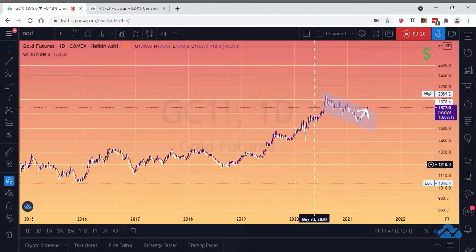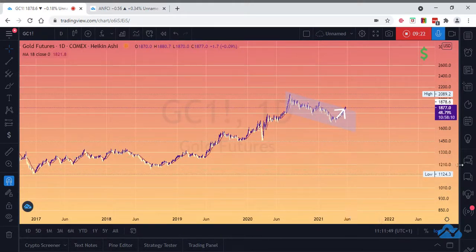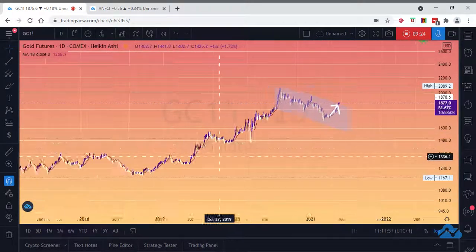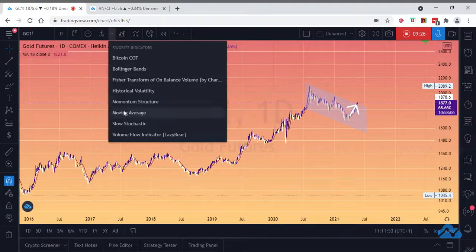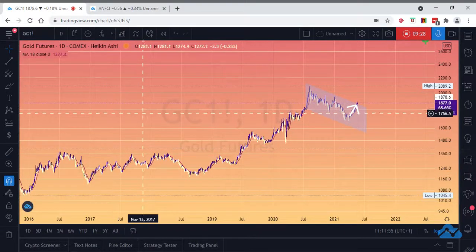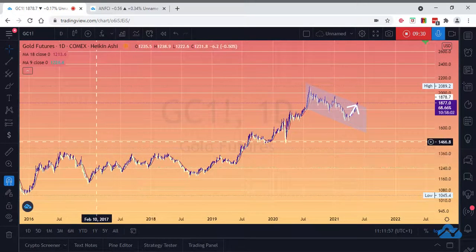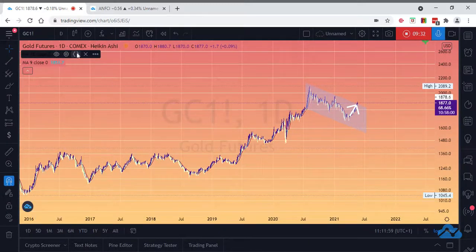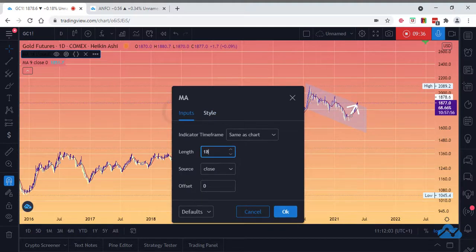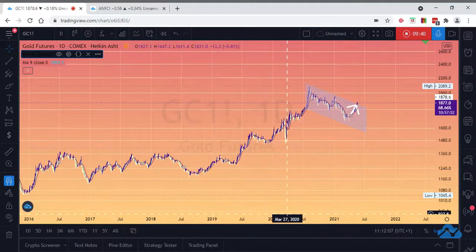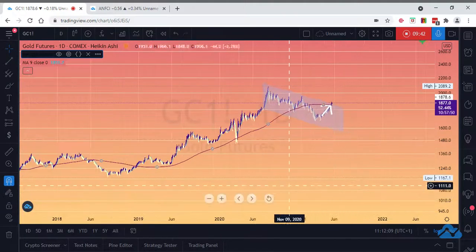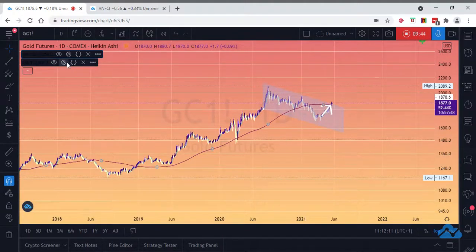Shall we throw in some moving averages? Yeah, I'm curious now. Just out of curiosity, let's throw in a 200. 200 and maybe a 50. Oh, here we go. Inputs 200. Okay. Oh, this is interesting, isn't it?